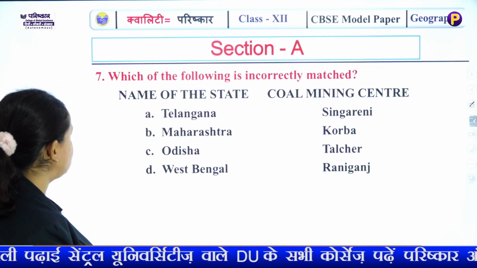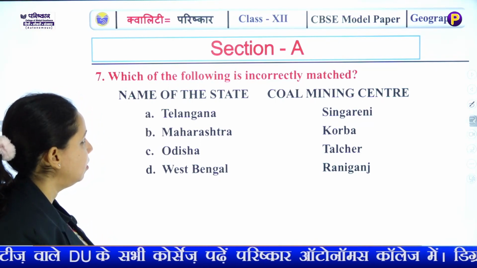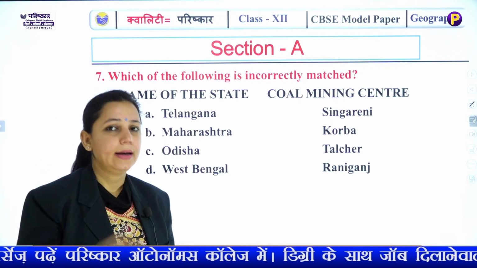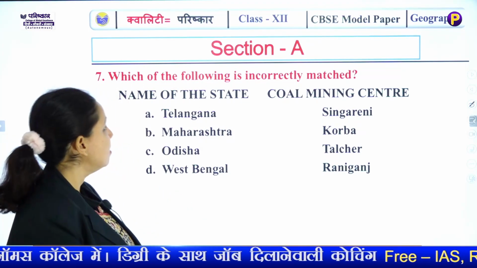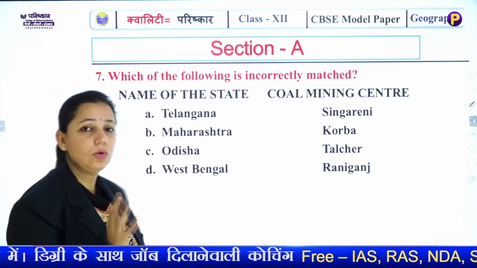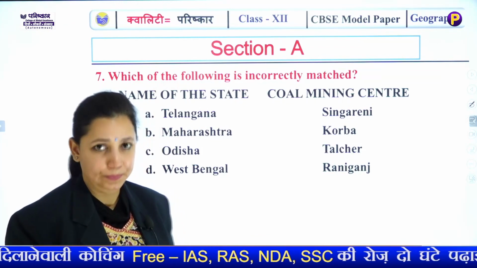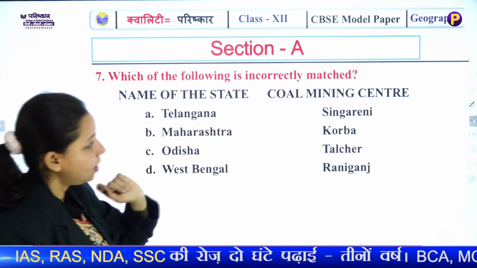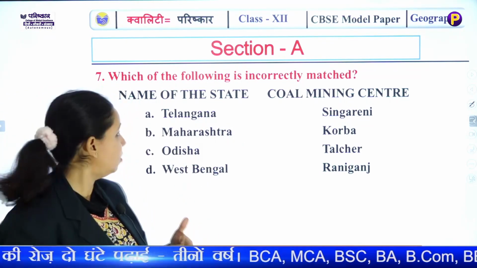Our 7th question, which of the following is incorrectly matched? Now you have to know which of the following is not correctly matched. Name of the state is given and coal mining center is given. So you should know the important coal mining centers of India, right? Telangana, Singareni, you should know whether it is located in Telangana or not.